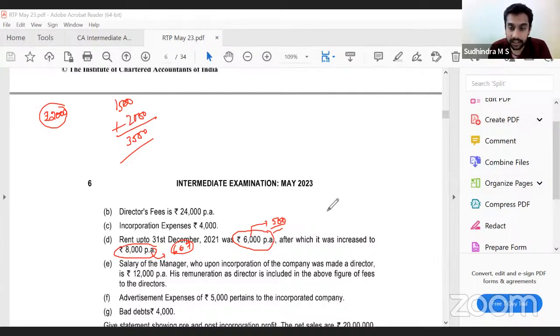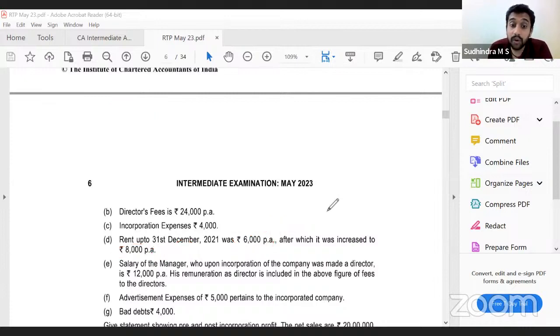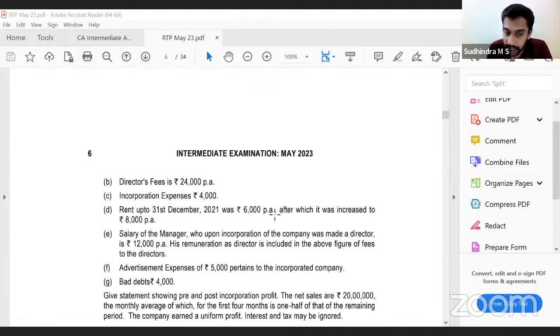Next, the salary of the manager who upon incorporation of the company was made a director is rupees 12,000 per annum. His remuneration as director is included in the above figure of fees to the director. Beautiful adjustment.